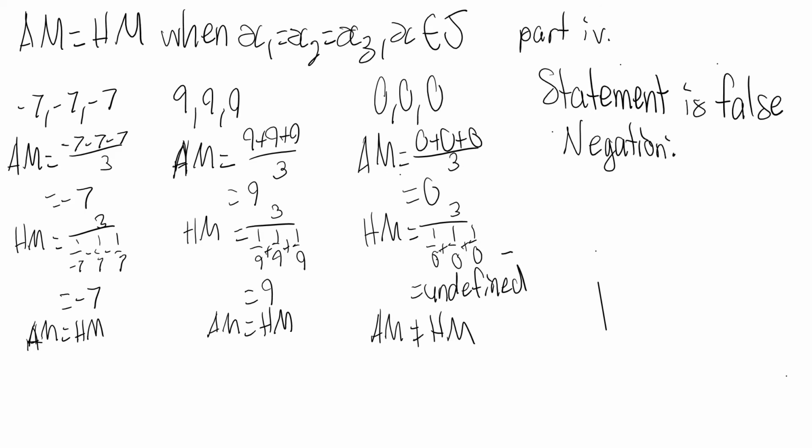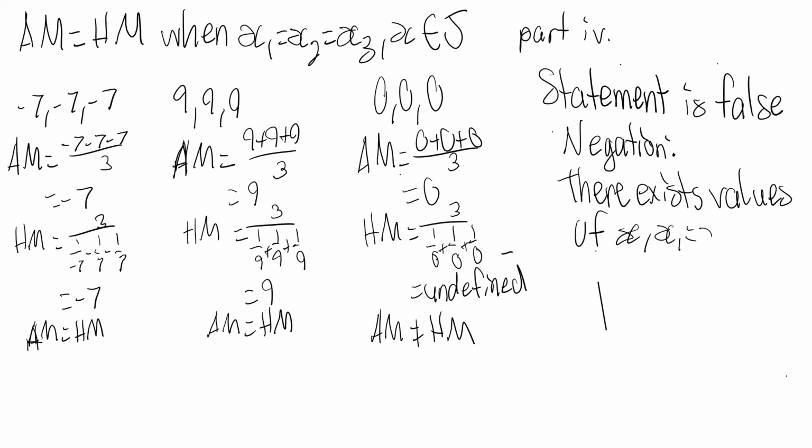And this negation gives us there exists values of x, x1 equals x2 equals x3, and x is an integer, such that the arithmetic mean equals the harmonic mean.